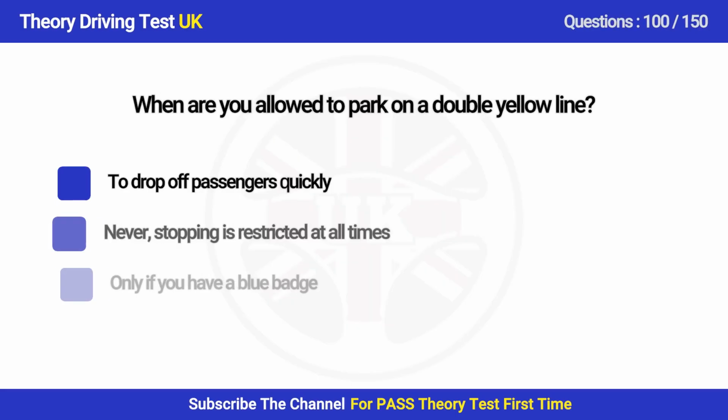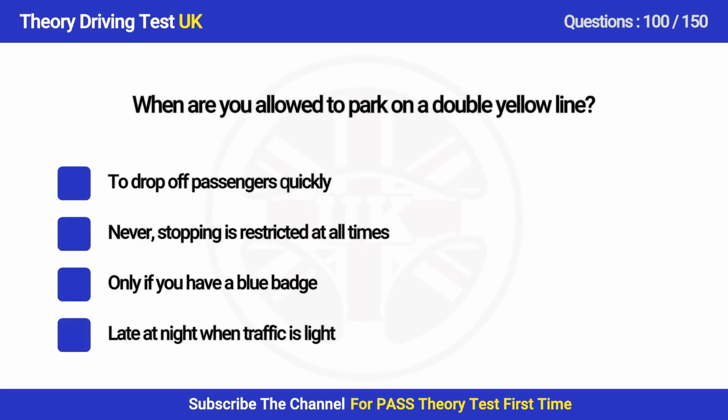Question 100. When are you allowed to park on a double yellow line? A. To drop off passengers quickly. B. Never, stopping is restricted at all times. C. Only if you have a blue badge. D. Late at night when traffic is light.